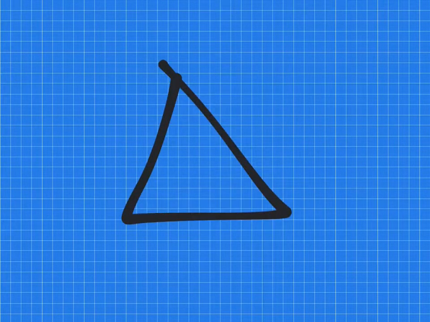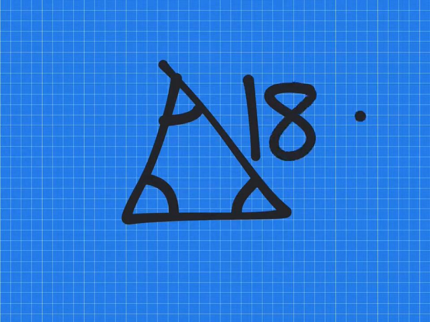The next thing you're going to have to remember is that the angles inside any triangle are all going to add up to 180 degrees. So one angle, second angle and the third angle will always add up to 180 degrees.